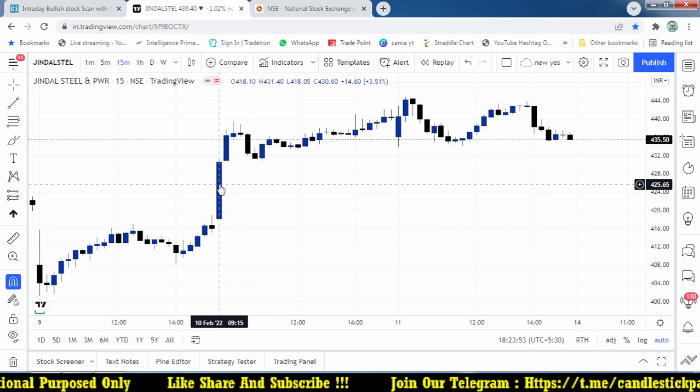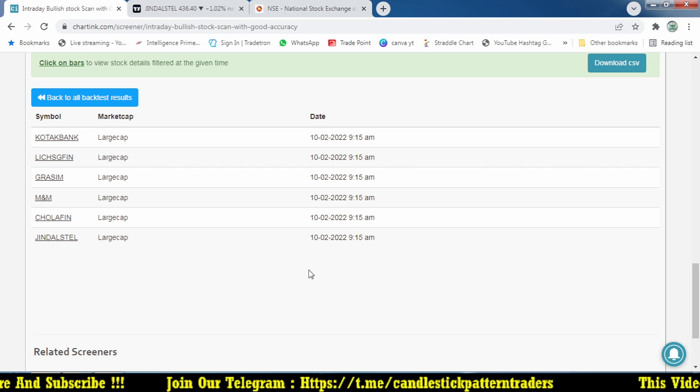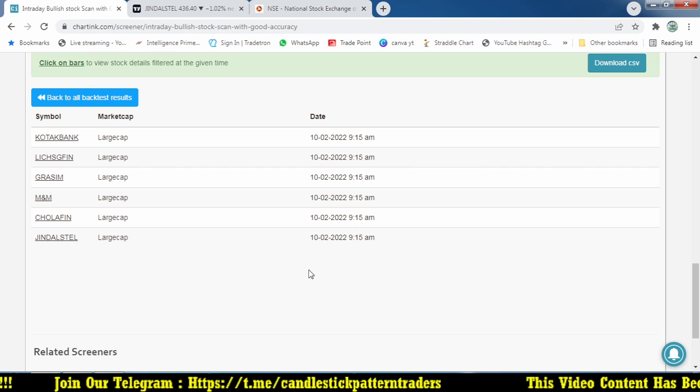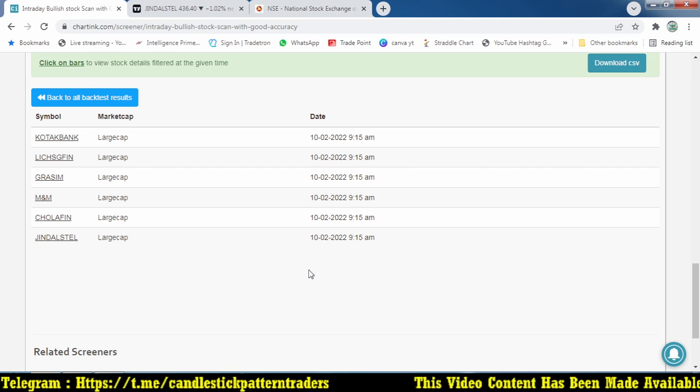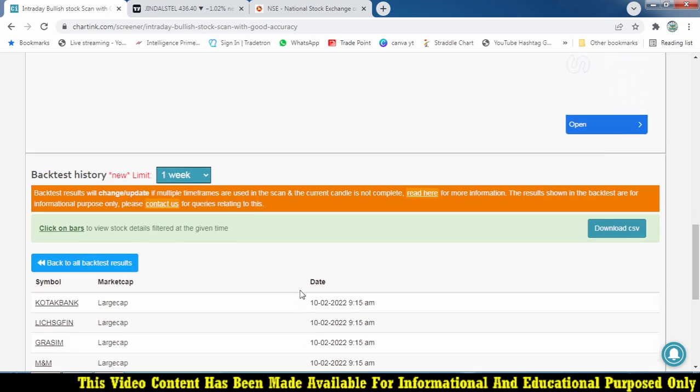That is also, this is Jindal Steel, that is also working. So in the first 15 minutes, any stock that comes to our scanner may help you find such a great opportunity. So don't ask me to give the scanner again. This scanner I have not provided yet.